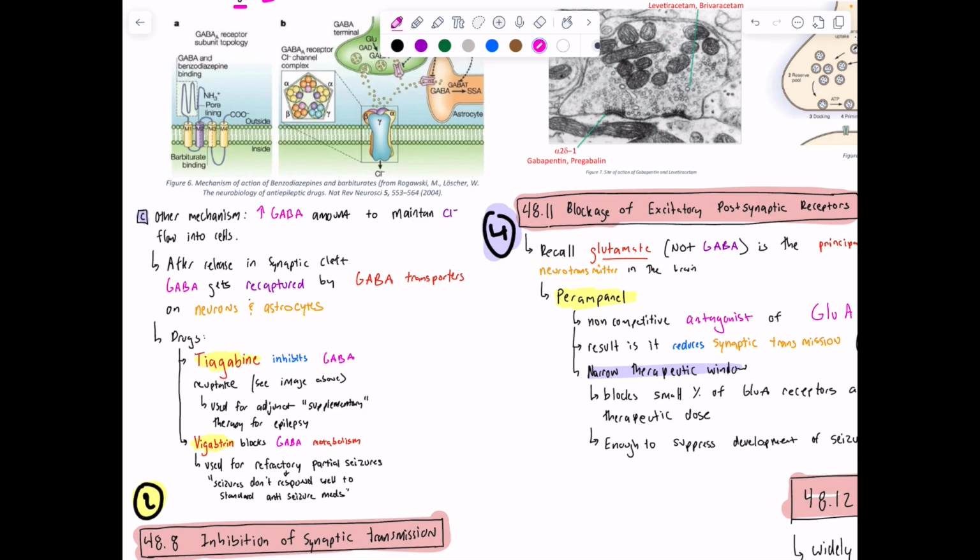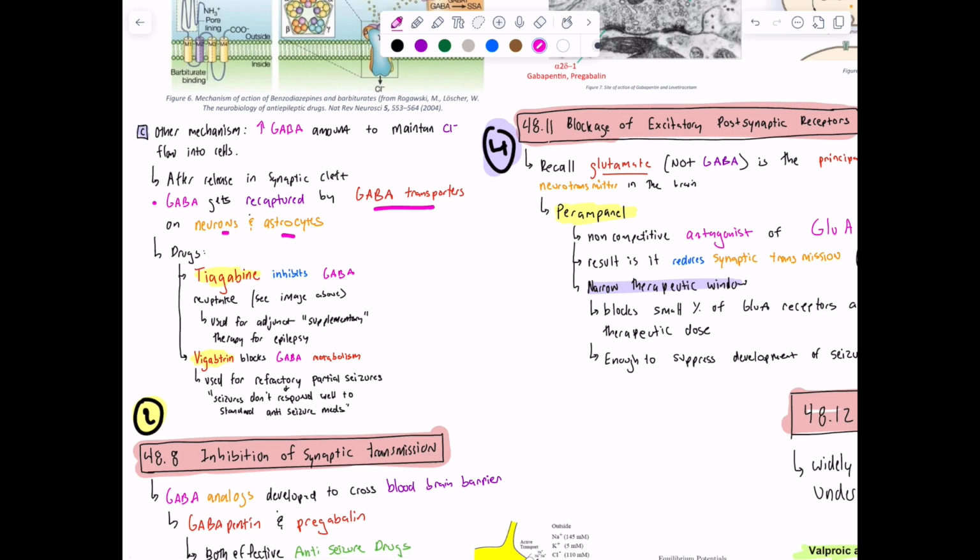So basically we have the idea that GABA gets recaptured by GABA transporters on neurons and astrocytes. So we have two drugs: tiagabine inhibits GABA reuptake, and then vigabatrin blocks GABA metabolism for breakdown.